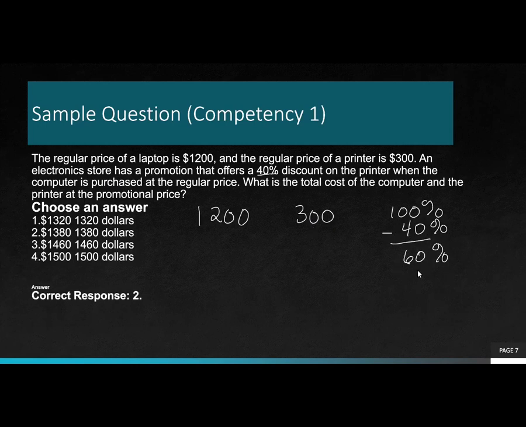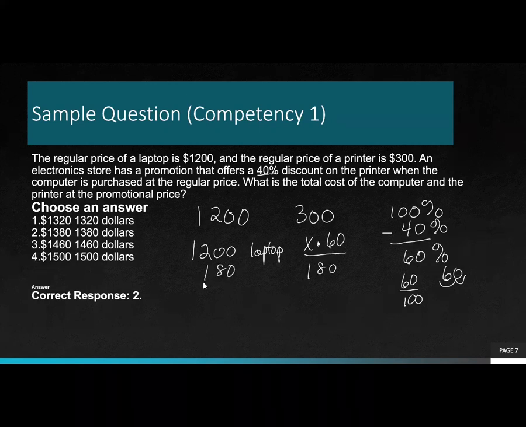of the original price. Now, to do the math, we need to convert this to a decimal since you'll be given only a 4-function calculator. If you remember, you can divide this by 100, or you can move the decimal point 2 places to the left. So we have the 1200 for the laptop, and then the 300 is going to get multiplied by 0.6. So this printer is now only going to cost us $180. So our total bill is $1,380.